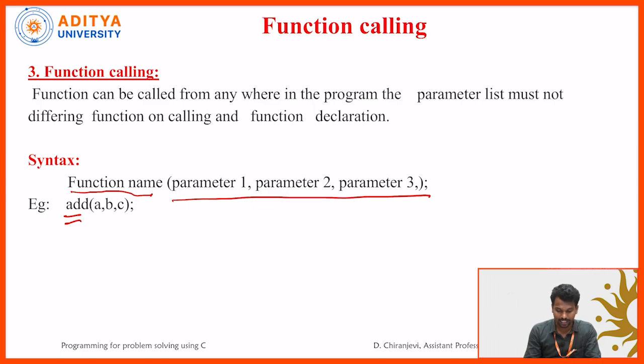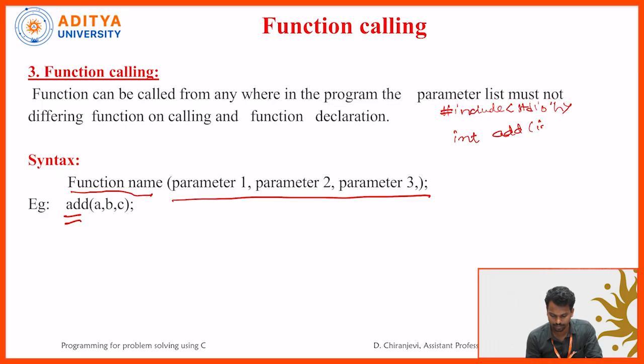So now let's understand a function example for addition of three numbers, with declaration, definition, and calling. Okay, so first of all the function declaration. First you write the header file, include stdio.h, then globally you declare the function int add.